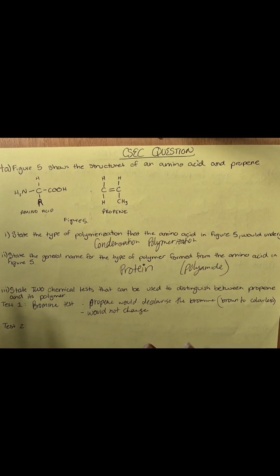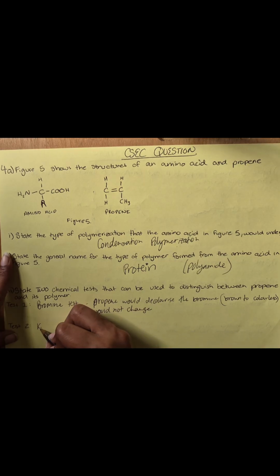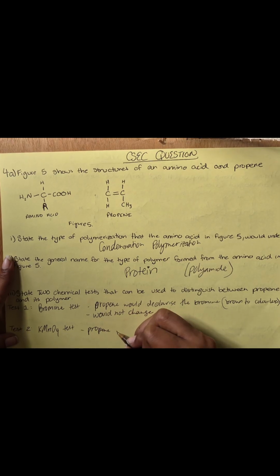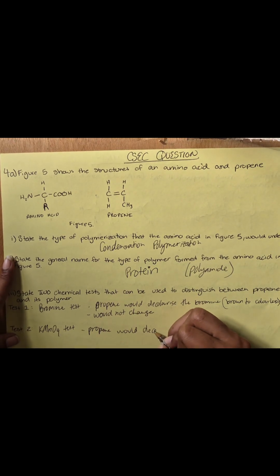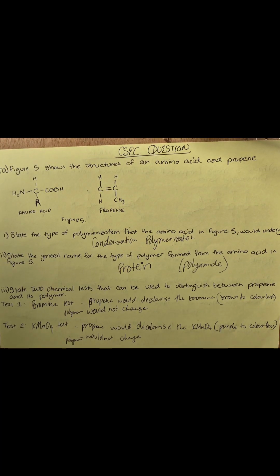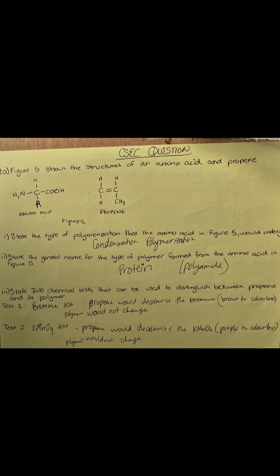That has alkane linkages. And the second test would also be a decolorizing test. You could also use the potassium manganate test. The propene would decolorize the potassium manganate from purple to colorless, while the polymer would not change the color of the potassium manganate. So that would be your test. All right, and one more question and we'll be all done.